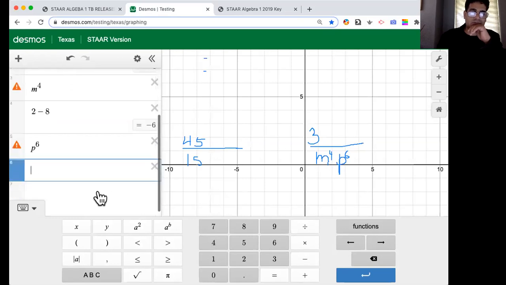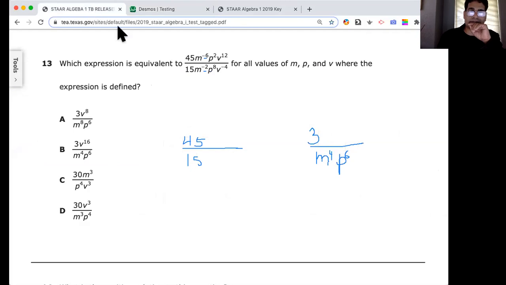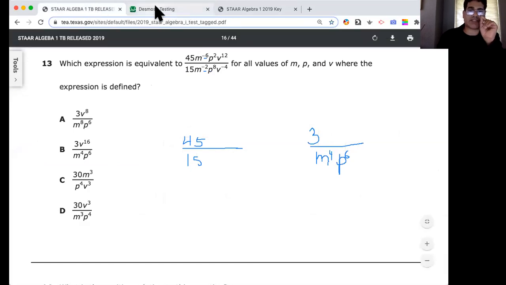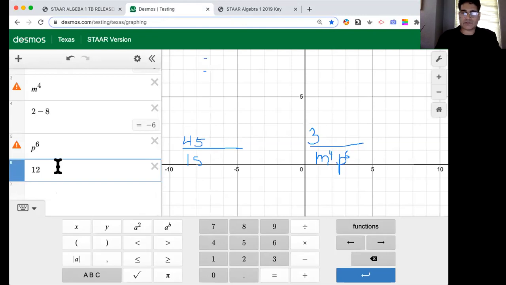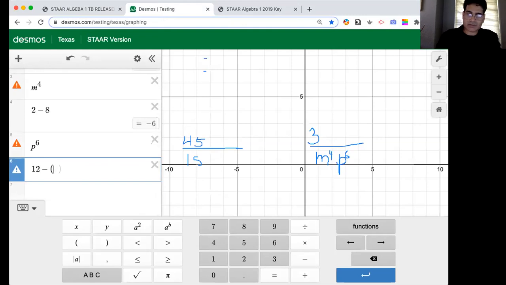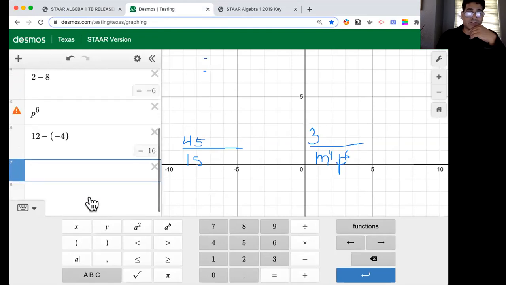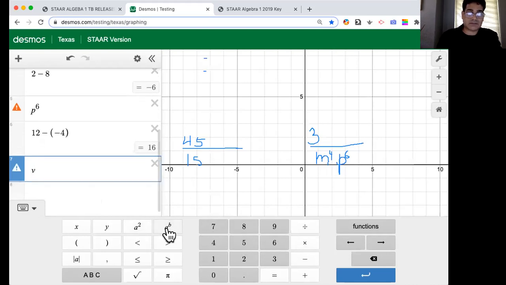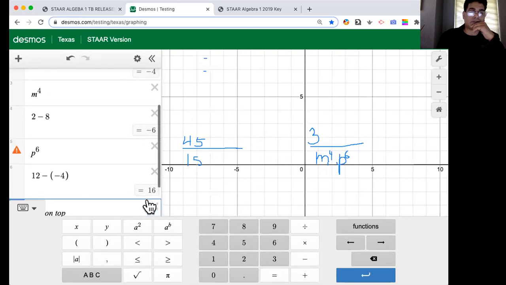And then our final one is the V's, and 12 minus -4. 12, take away the exponent at the bottom, keep it clean by putting our numbers in variables, and it's a positive 16. So it should look like V to the 16, yeah, to the 16. And a reminder that it has to be on top. On top. Okay. All right.